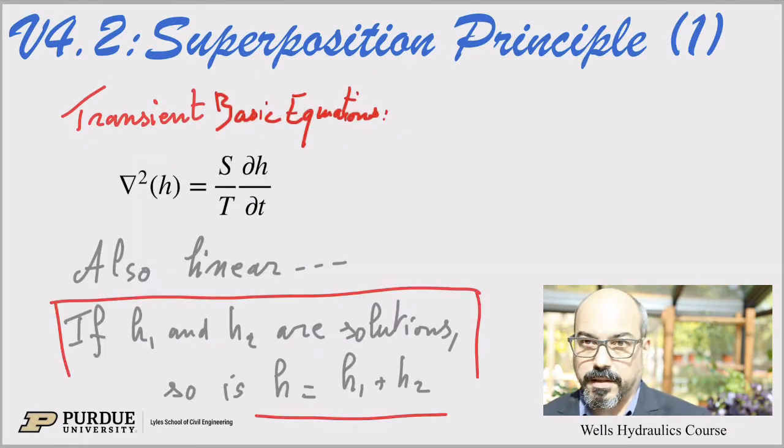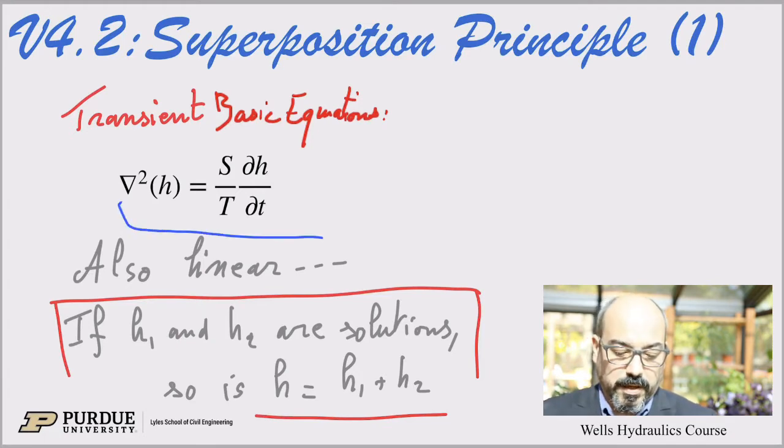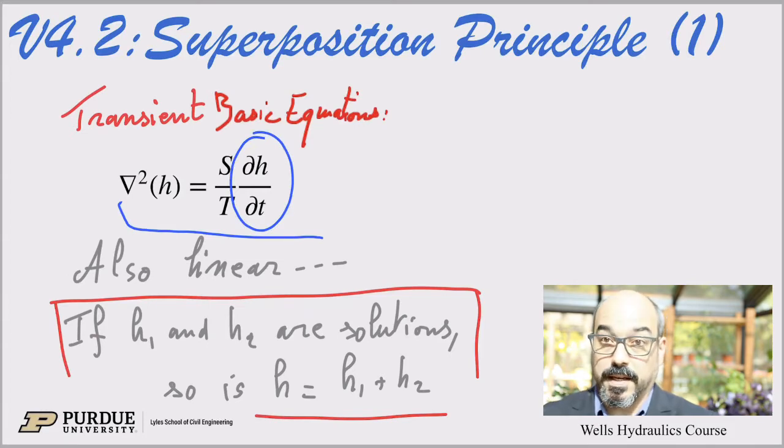Here's the transient basic equation for the confined case, right? Transient meaning we have that time differential on the right-hand side, and that's what we've been using for the Wells function and the Jacob solutions, all that. So this is also linear in h, right? So whether it is steady state or transient, all these equations are essentially linear either in h for the confined or h squared for the unconfined.